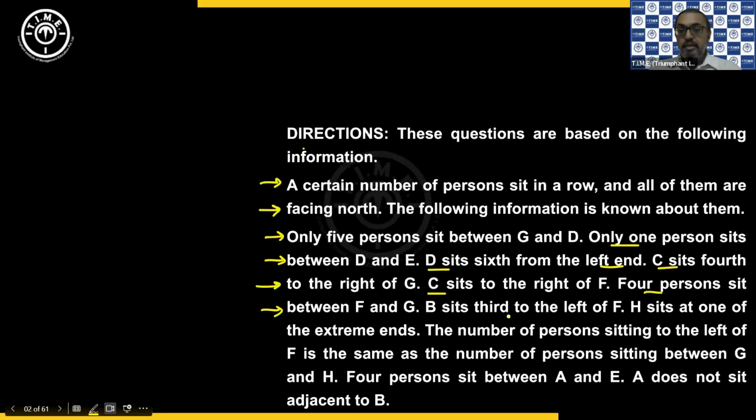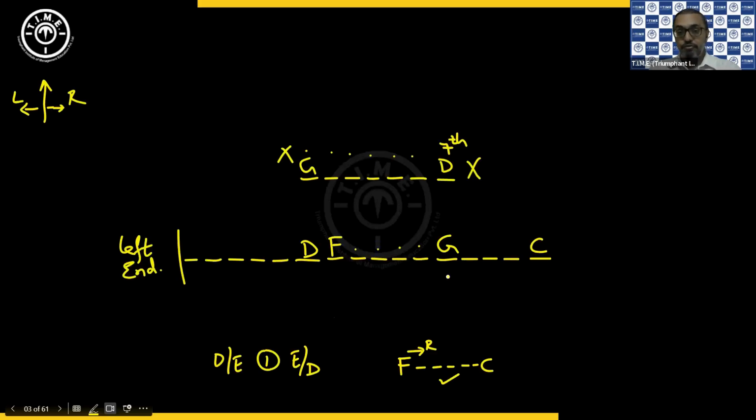Then B sits third to the left of F. So on the left side of F, third position. So D is first, second, then you put B. Now you can see that there is one person between B and D. Correct? Now, because there is one person between B and D, I want one person between D and E also. So E will be on the other side of D, on the right side of D. That way the condition is satisfied.